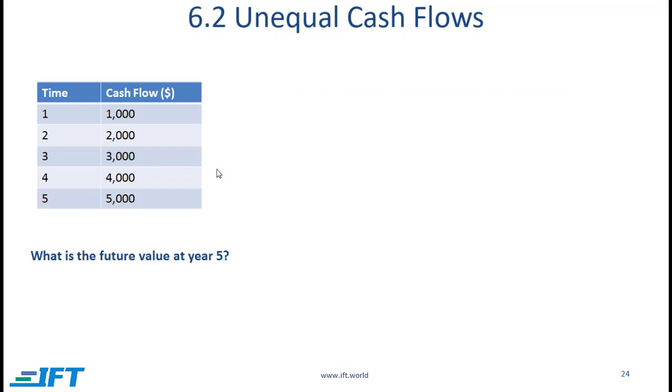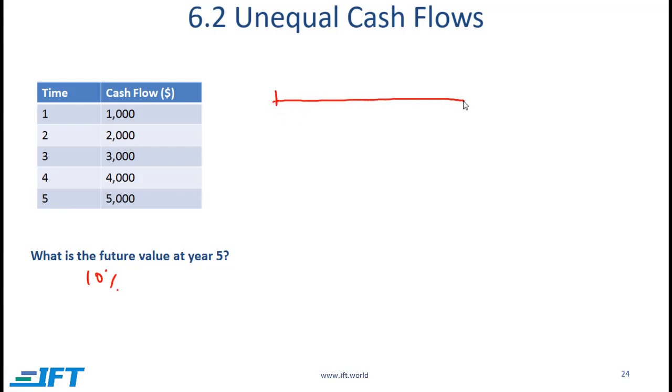How do we deal with unequal cash flows? And this is a fairly straightforward concept. We want the future value at the end of year 5. Let's say that the interest rate is 10%. The way you need to do this is individually compound every cash flow, and this connects with the brute force method that we talked about at the start of this segment.